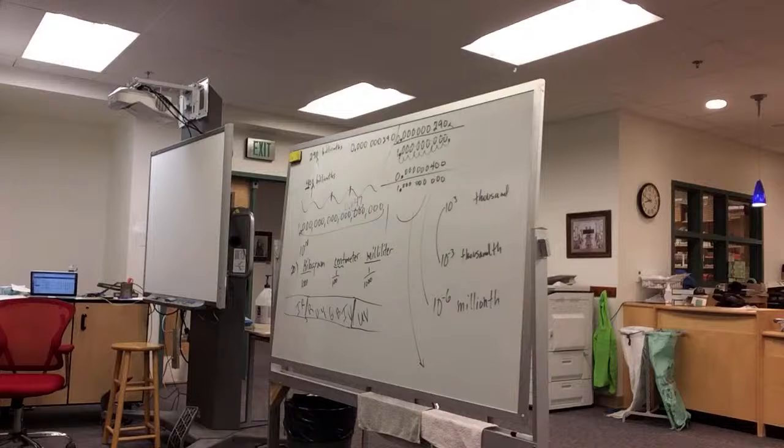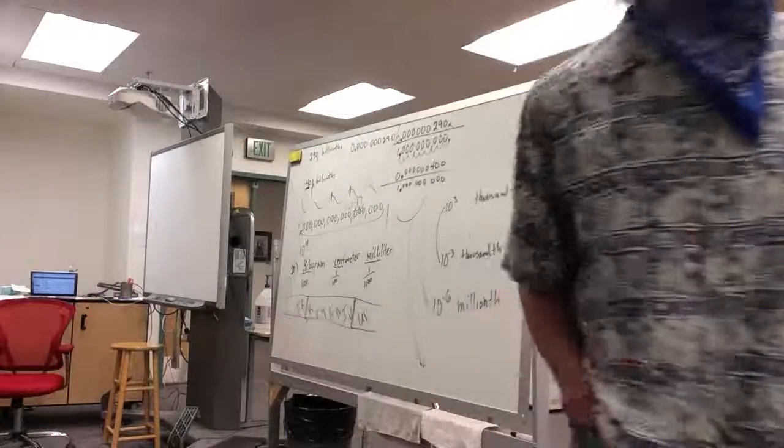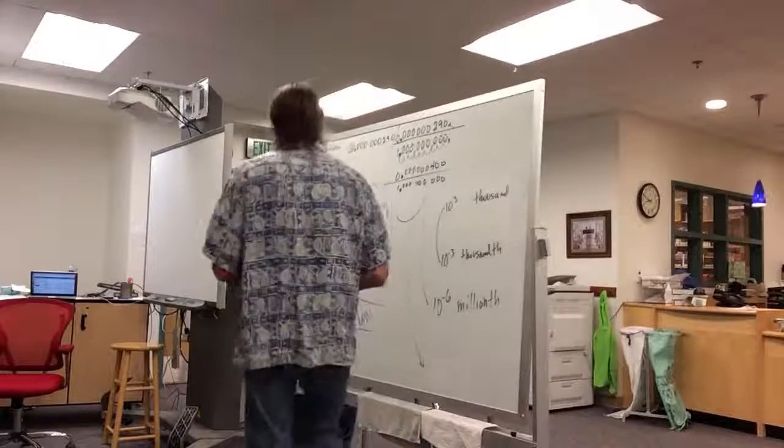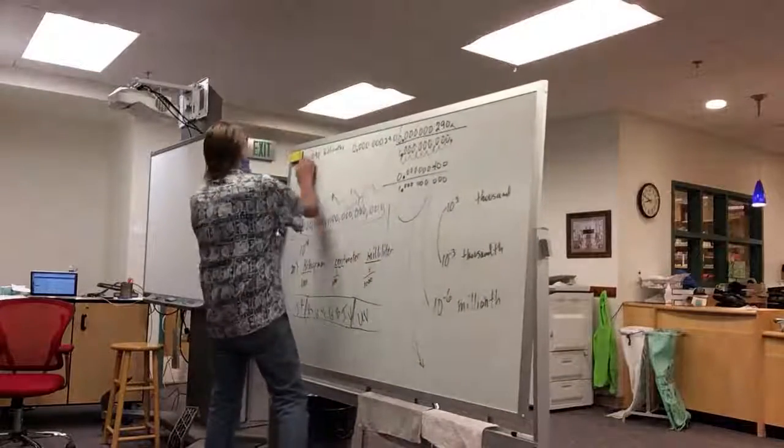10 to the 9th, which is billion. So a gigabyte is a billion bytes of information. A billion ons and offs. What's a tera? 10 to the 12th. So a tera is like a billion, well, a tera would be like a million.